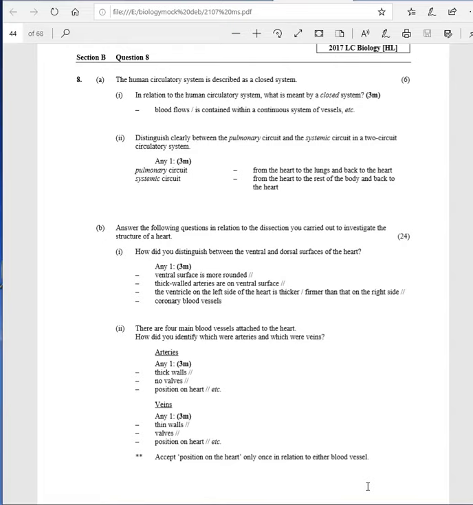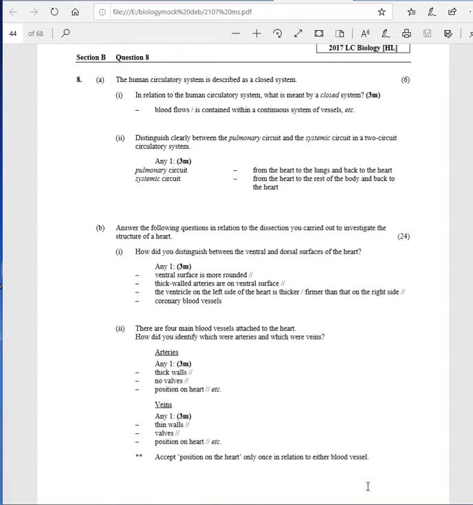Distinguish between pulmonary circuit and systemic circuit. They want 2 sentences, 1 on each. Your pulmonary circuit is the circuit from your heart to your lungs and back to your heart, and systemic is from your heart to the rest of your body and back to the heart. So for both of those, remember to state that it goes back to the heart.